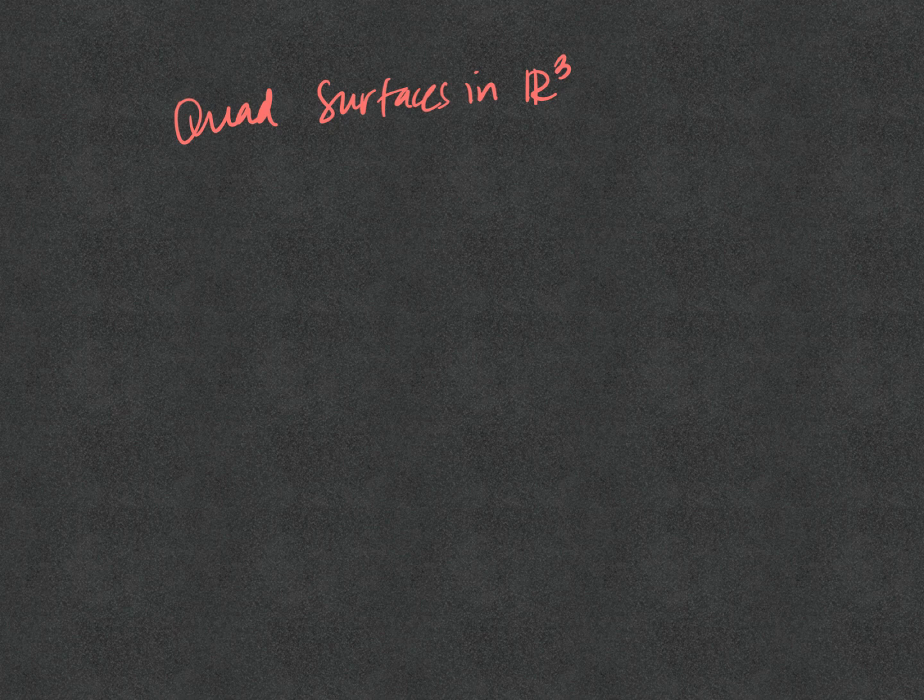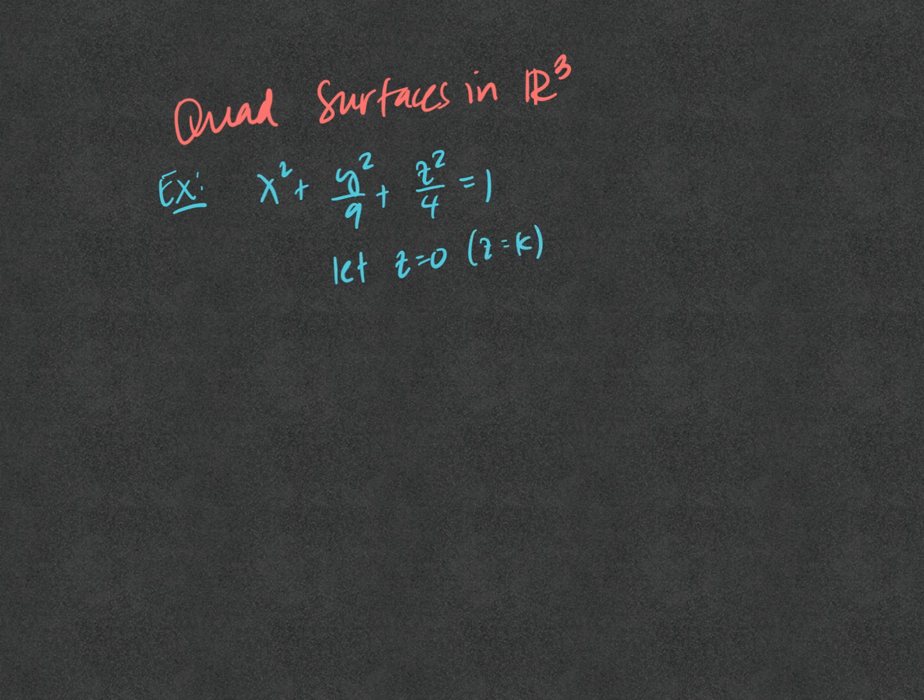Let's use an example because the examples are nice. In an example, we are given x squared plus y squared over 9 plus z squared over 4 equals 1. So the first thing we want to do is let z equal 0. If we let z equal 0, and remember that means z could be anything, we're going to say parentheses z equals k, because z equals 0 gives us one flat, and z equals k gives us a 3D version. So let's start with z equals 0. Let's not put z equals k yet.